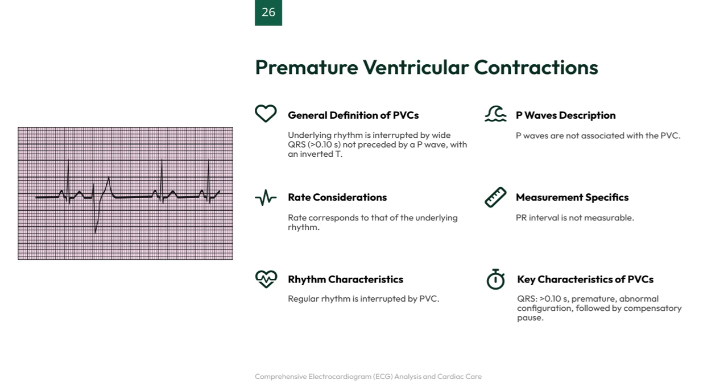These QRS complexes are premature, meaning they happen sooner than expected, are abnormally shaped, and wider than normal. After each PVC, there's usually a compensatory pause, a brief delay before the next normal beat resumes the rhythm. This pause helps the heart reset its timing after the early beat.